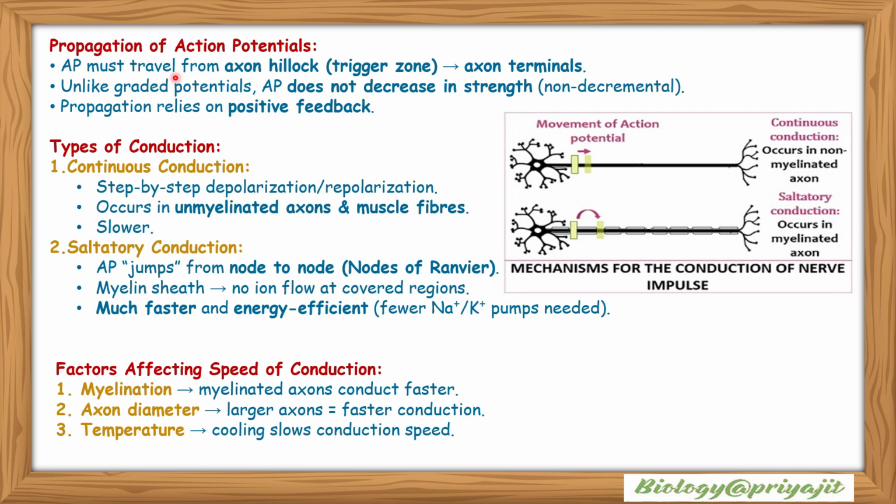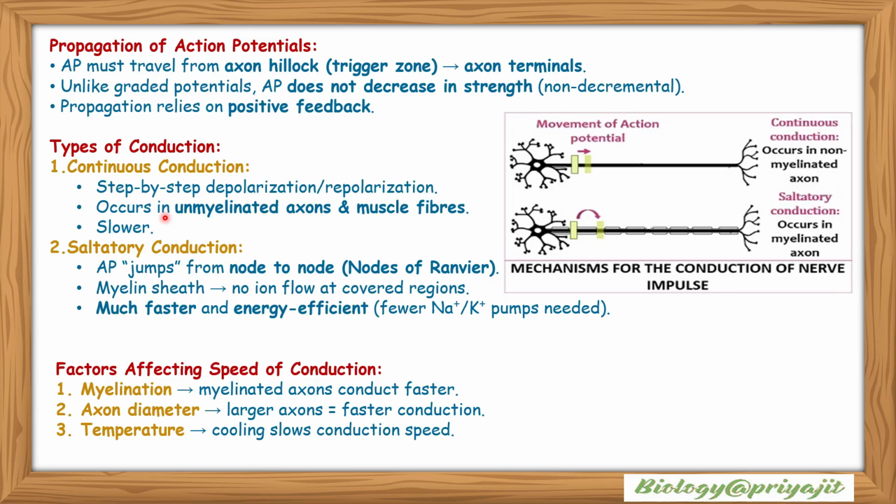Propagation of action potential. Action potential travels from the axon hillock, that is the trigger zone, to the axon terminals, we know it. Unlike graded potential, action potential does not decrease in strength, that is, it is not decremental. Propagation relies on positive feedback. Types of conduction: continuous conduction, step by step depolarization and repolarization. It occurs in unmyelinated axons and muscle fibers, and it is a slower process. But in saltatory conduction, the action potential jumps from node to node, nodes of Ranvier, along the myelin sheath.